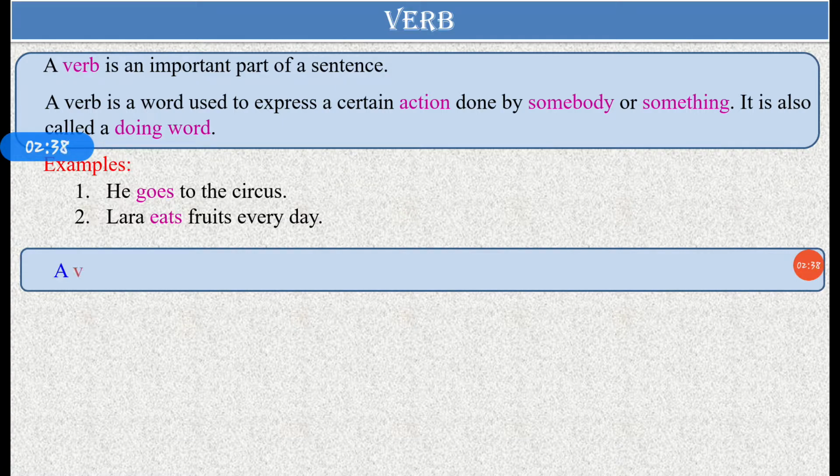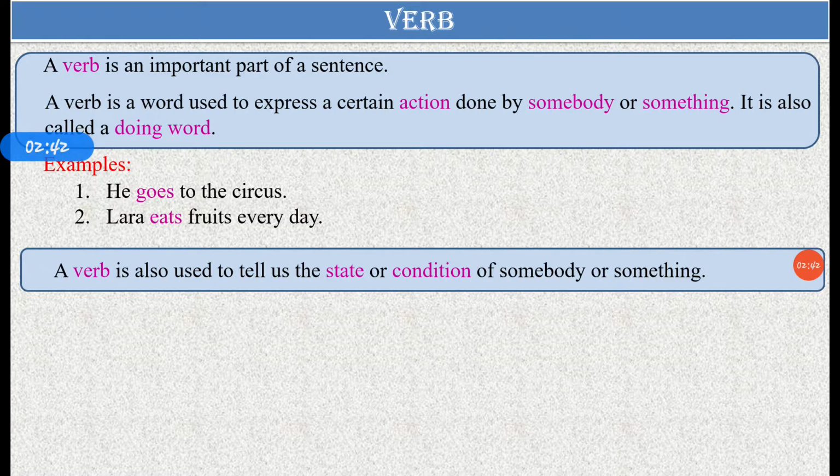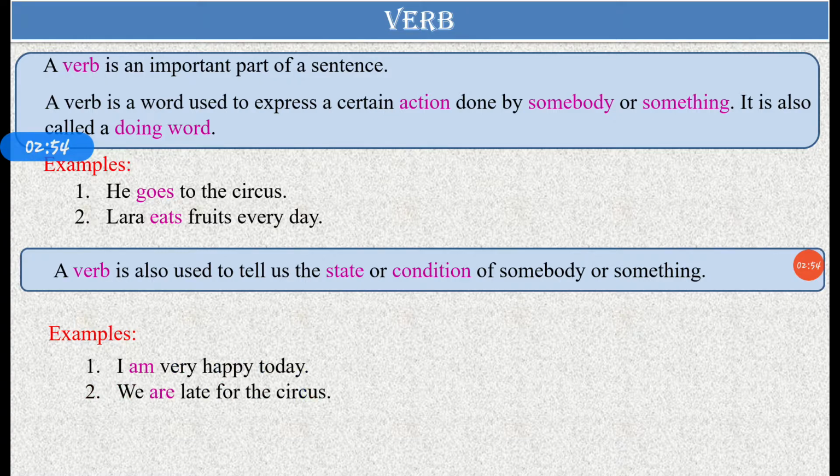A verb is also used to tell us the state or condition of somebody or something. Examples: I am very happy today and we are late for the circus. Both sentences are showing the state of somebody, that is, I am very happy and we are late for the circus.